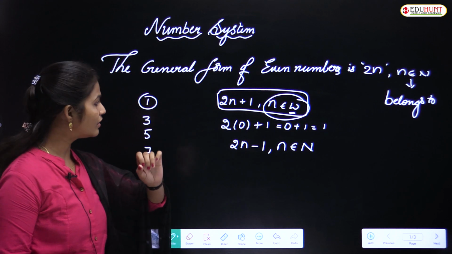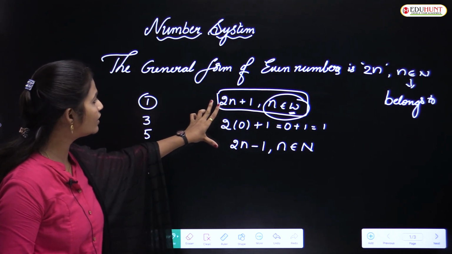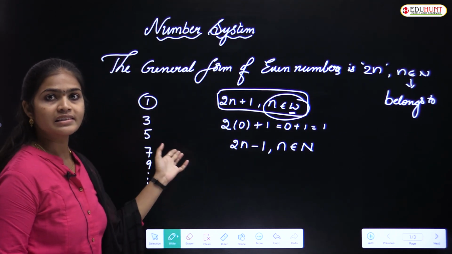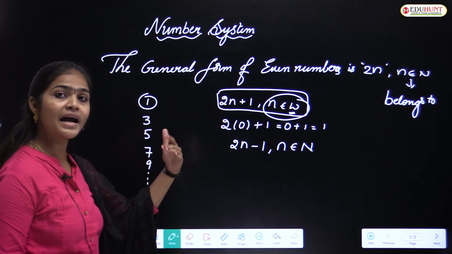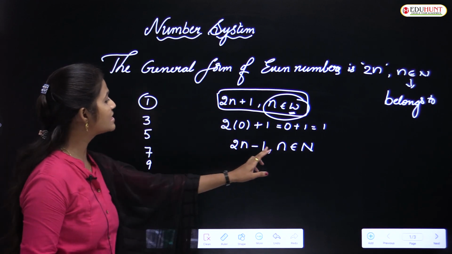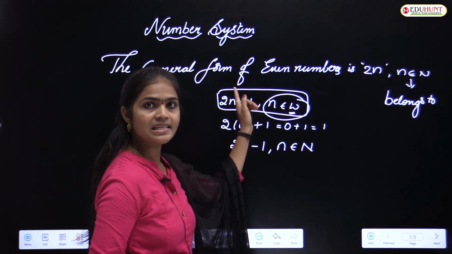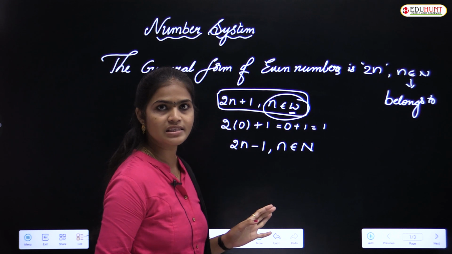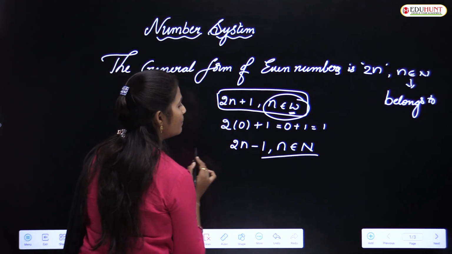Okay, for your information, I told you that 2n plus 1 is also a general form of an odd number, and 2n minus 1 is also a general form of an odd number, but here n belongs to N and there n belongs to W. Don't be confused by that. Okay, so here n belongs to N.